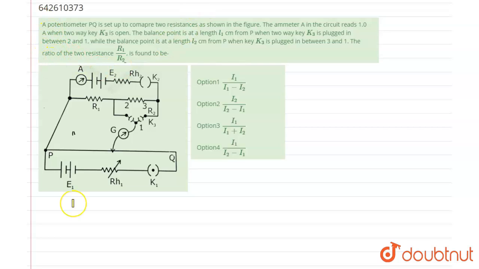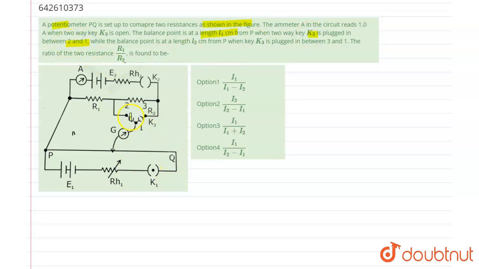That question is from current electricity related to potentiometer. A potentiometer PQ is set up to compare resistance as shown in the figure. The ammeter A in the circuit reads 1 ampere when two-way key K3 is open. The balance length is L1 centimeter from P when two-way key K3 is plugged between 2 and 1.